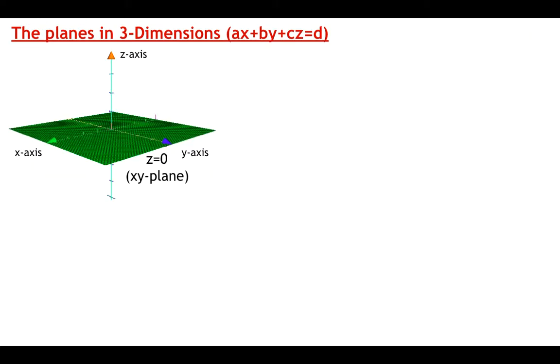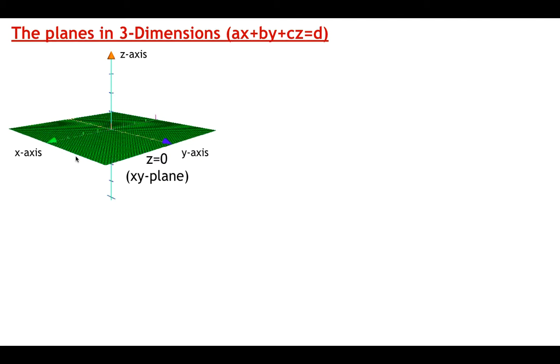Now I draw some known graphs so that we can utilize them in our future lectures. First are the planes in 3 dimensions. The first is z equal to 0, or the xy plane. You can see that this is the z equal to 0 plane, which we can also call the xy plane. So for z equal to 0, for all points x, y in the domain, the corresponding value of z is 0.